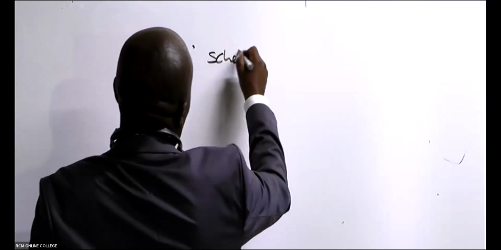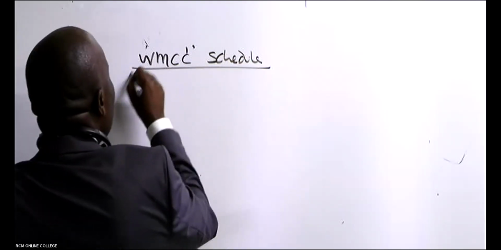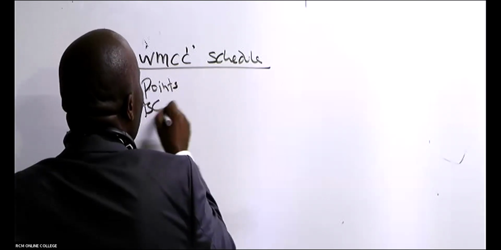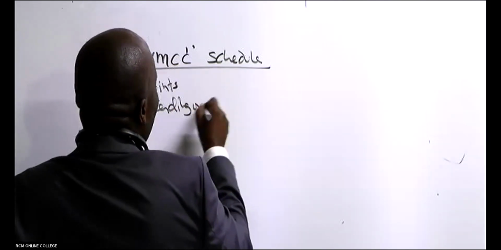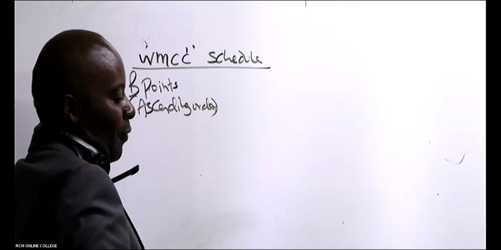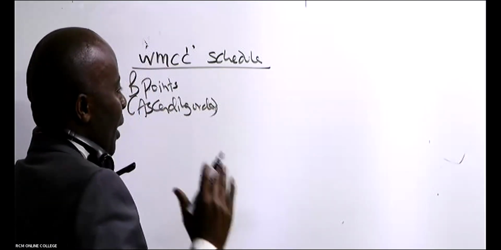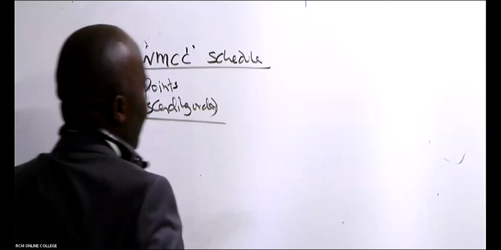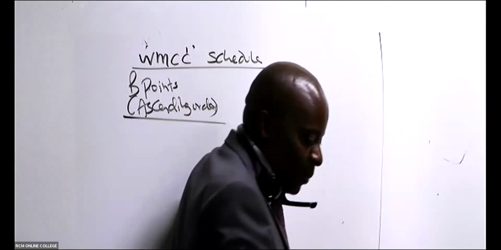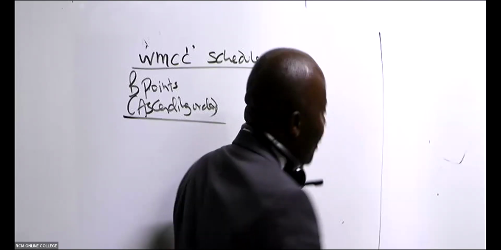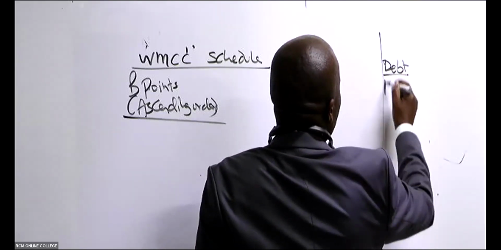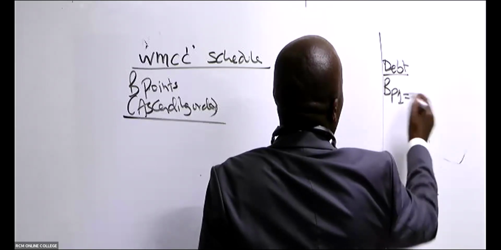In the WMCC schedule, we start with the breakpoints in ascending order, from the very smallest to the very highest. Now, please listen. Remember, we had our breakpoints somewhere here, if you remember very well. We had the breakpoints of debt. So for debt, what was the first breakpoint? Was it 1111 something?